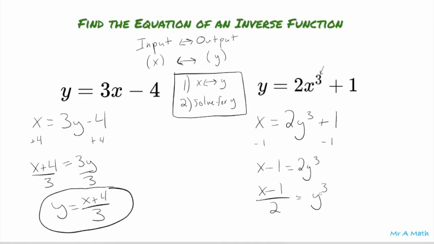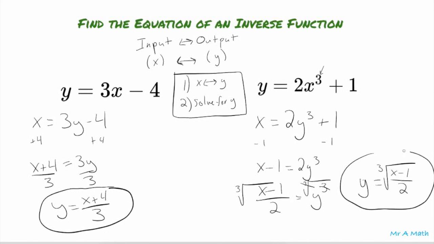to the third power. Now if you remember, how we undo to the third power to get y by itself is taking the cube root of both sides. So when I cancel out the cube root and the cubed, that leaves me with y equals the cube root of (x minus 1) over 2. And that is my equation for my inverse function.